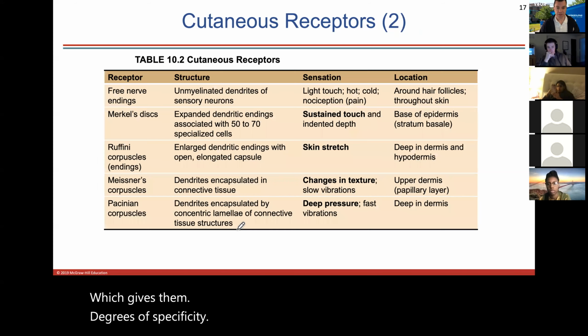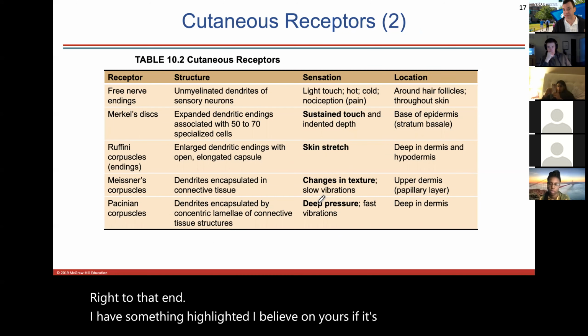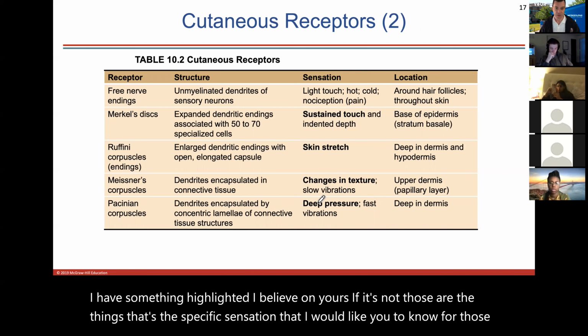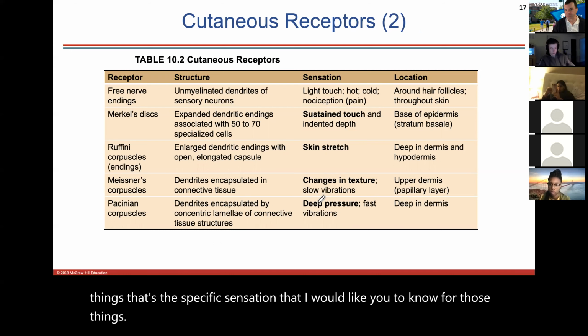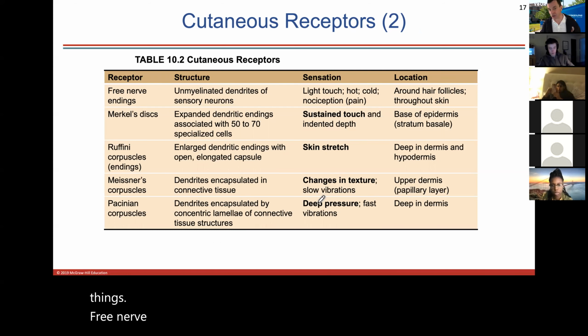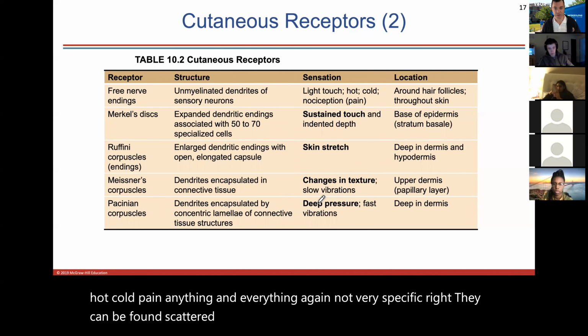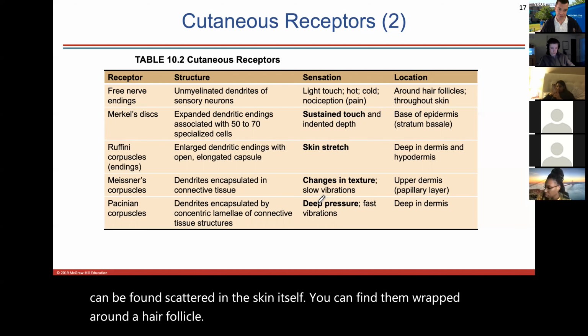Right? To that end, I have something highlighted, I believe, on yours. If it's not, those are the things. That's the specific sensation that I would like you to know for those things. Free nerve endings are kind of a catch-all. They do everything: light touch, hot, cold, pain, anything and everything. Again, not very specific. They can be found scattered in the skin itself. You can find them wrapped around a hair follicle. They're all over the place.